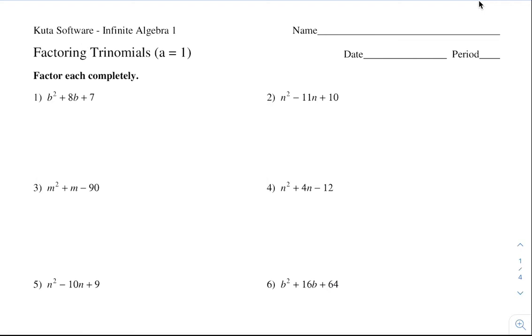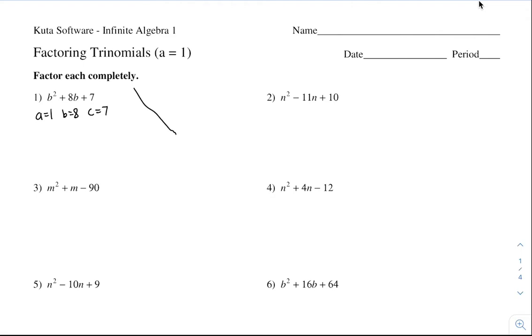This is homework number 4, factoring quadratics. So first one, we have b squared plus 8b plus 7. If you want to write down the coefficients, we've got a is equal to 1, b is equal to 8, and c is equal to 7. So now you do your X method.